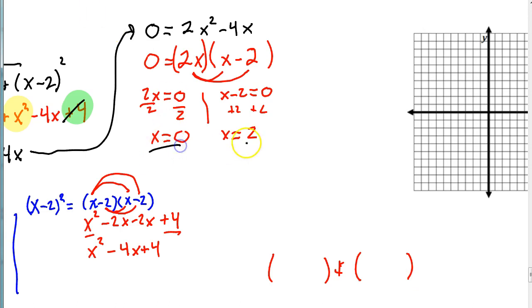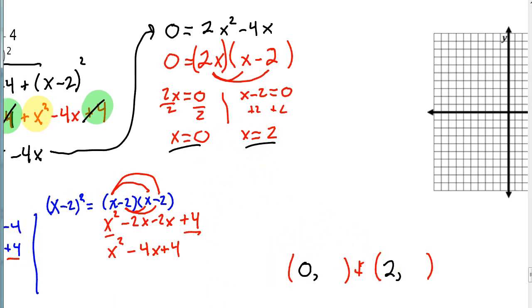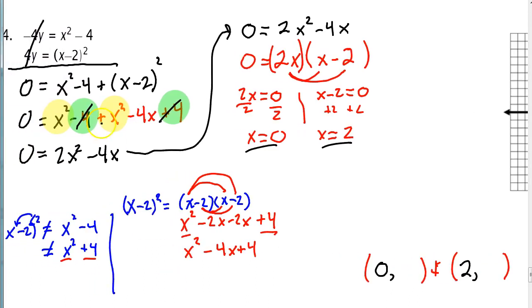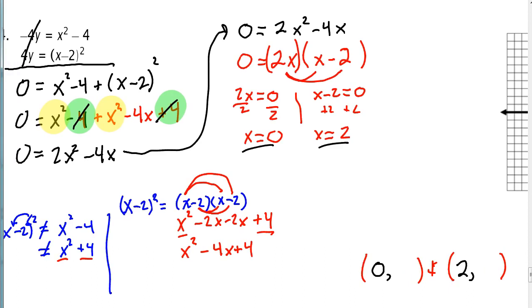So if x equals 0 and x equals 2, I know one of my intersections is going to be 0 comma something, and my other one's going to be 2 comma something. These are both x values, so they're both in the x position. And now I just need to plug each of those back into either of these to get the y values. So let's do that.